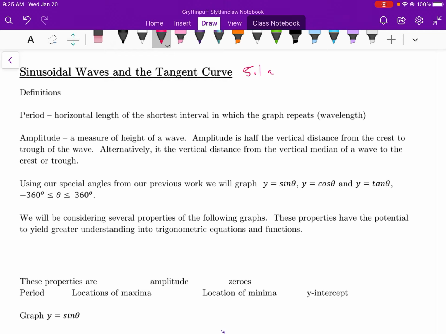Today we're going to look at sinusoidal waves and the tangent curve. So we need to go through some definitions, and some of these definitions you may know. A period is the horizontal length of the shortest interval in which a graph repeats itself. So when we're dealing with waves, we're really talking about a wavelength. How long does it take for the graph to repeat itself?